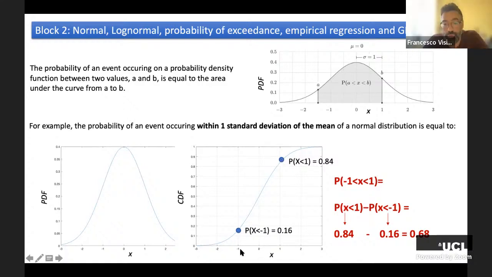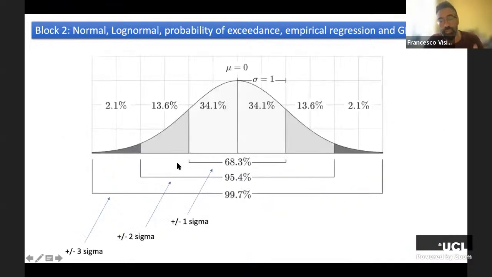The probability that x is less than -1, this -1 standard deviation, is equal to 0.16. So this part of the curve is simply given by the difference: the probability that x is less than 1 minus the probability that x is less than -1. So it's 0.84 minus 0.16, that is equal to 68%. That is the magic number that we always hear when we say, okay, there is 68% probability to have an event within 1 standard deviation. And this is the reason why we get that number.